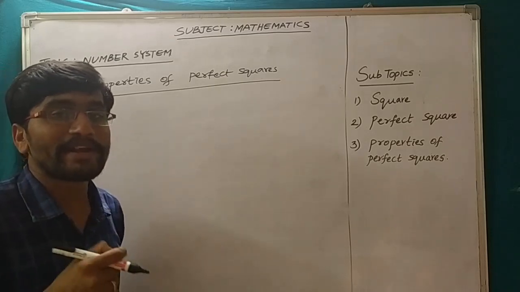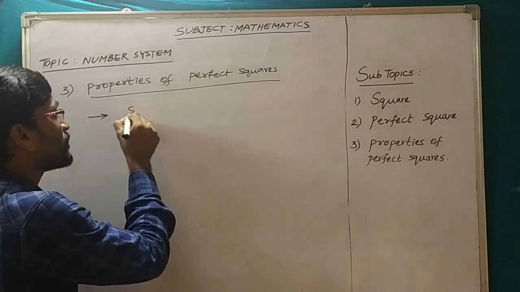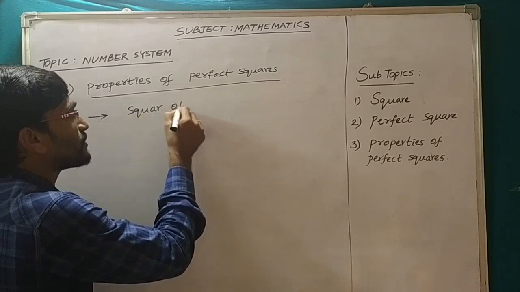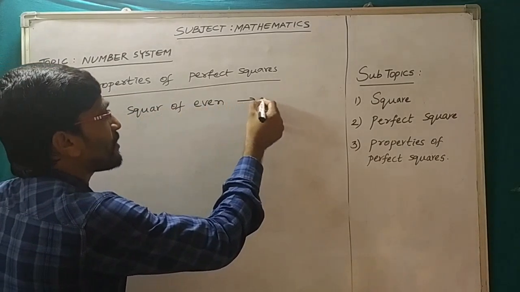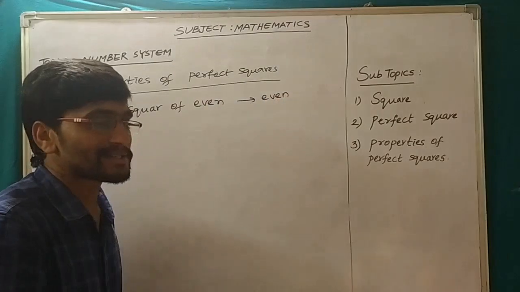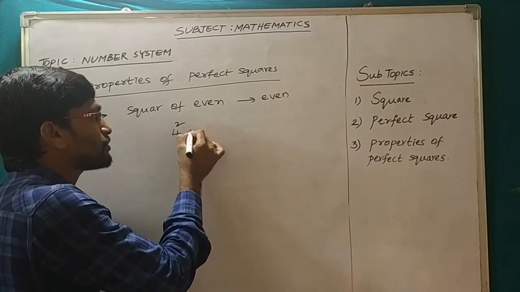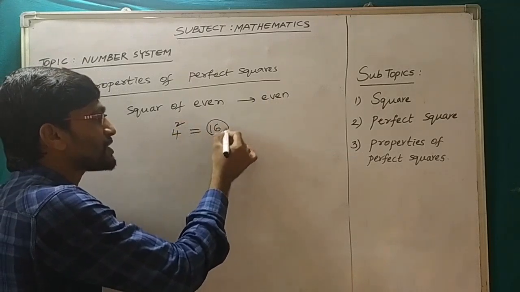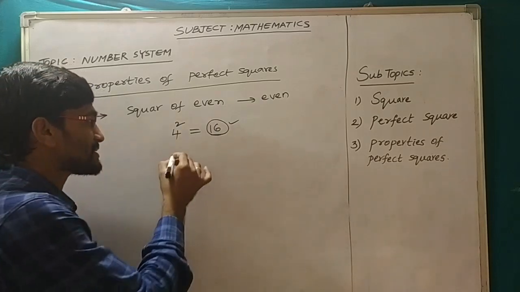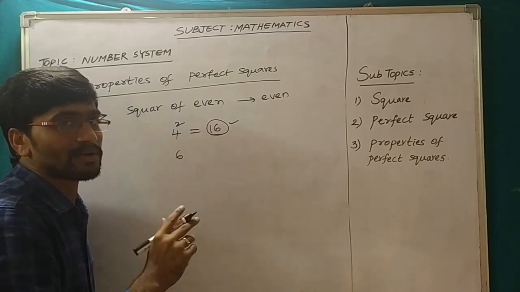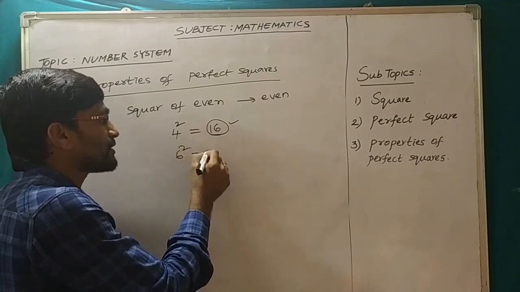Next one is: the square of an even number is even. Let us consider an example. 4. What is the square of 4? 4 square is equal to 16. 16 is also what? An even number. Let us consider another number, 6. 6 square gives what? 36.